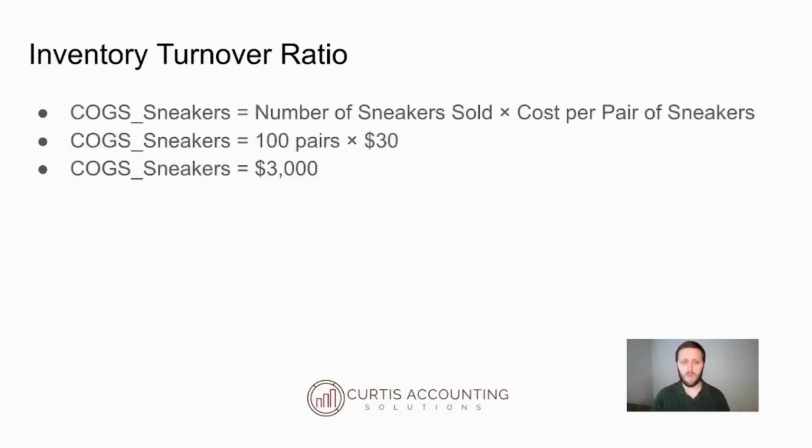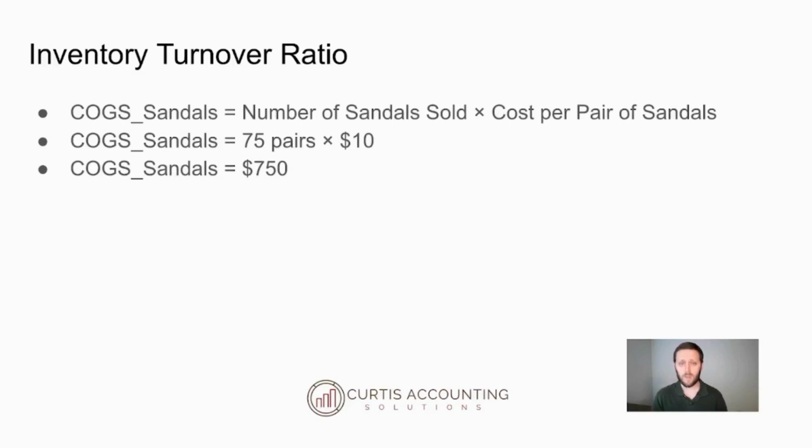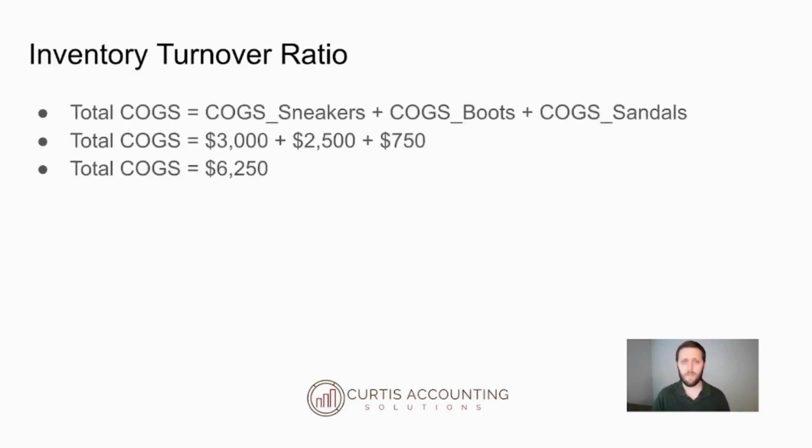So using this data, we first need to figure out what our cost of goods sold for each type of shoe is. It's important to do this by category, and in our case we're starting with sneakers. You just take the number of sneakers sold and multiply that by the cost of the sneakers to you as the store owner. Plugging those numbers in, we get $3,000 as the cost of goods sold for sneakers. Doing the same thing for boots, plugging in our numbers, we get $2,500, and doing that for sandals as well, we get $750. After adding them all up, we get $6,250 in cost of goods sold across product categories.